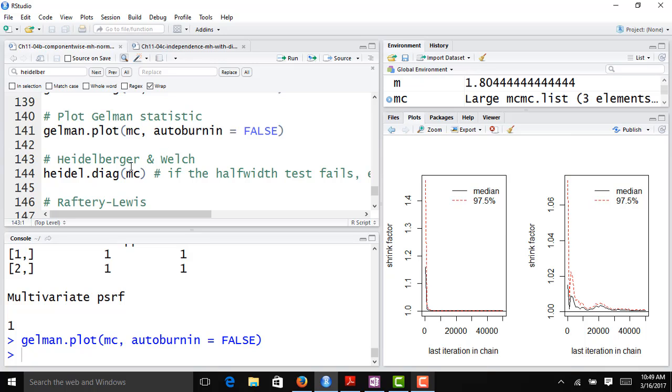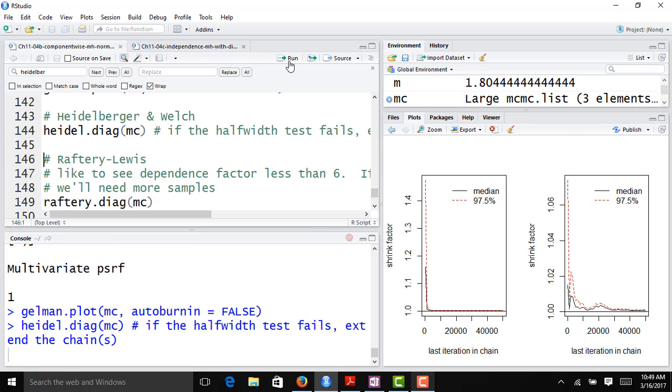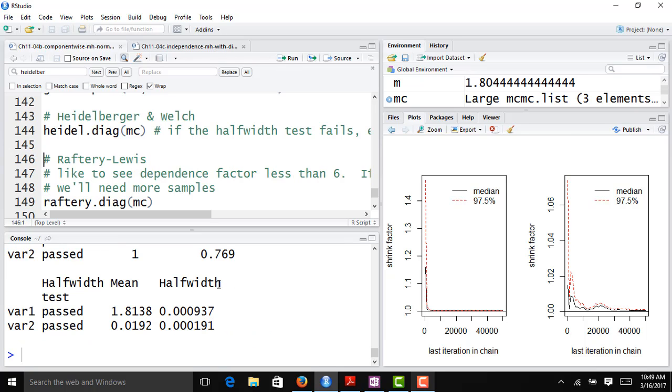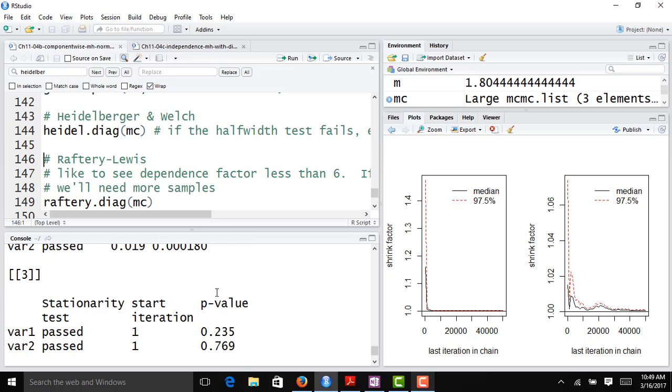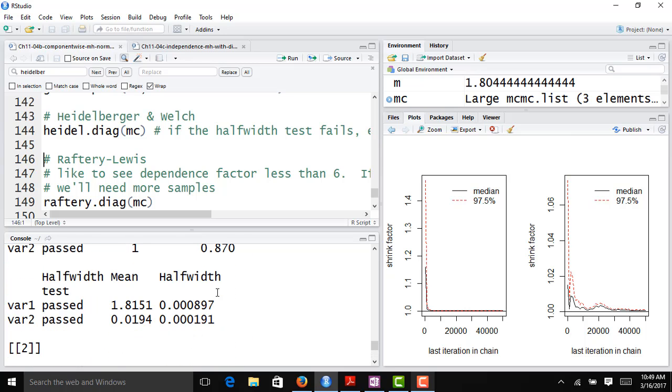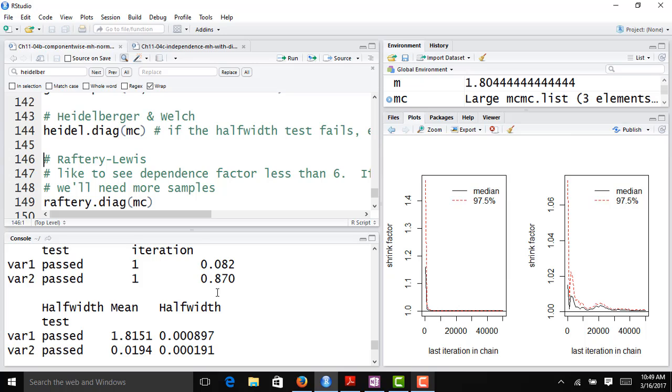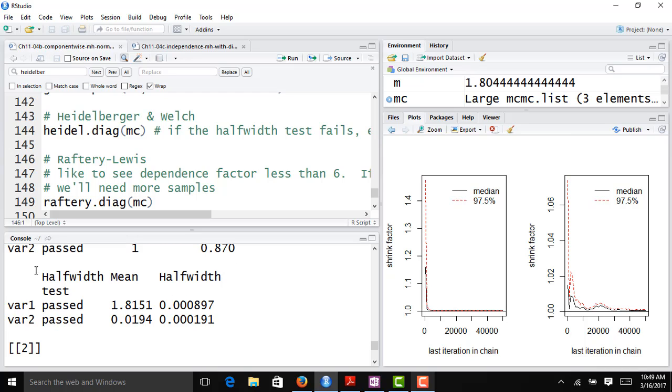For the Heidelberger and Welch diagnostic, we're going to look at whether we converge to the stationary distribution and whether we can estimate the posterior mean with the desired level of accuracy. So we have both tests for each chain, and we passed the stationarity test for both parameters in each chain. We also passed the half-width test, and so we have converged to our stationary distribution, and it appears that our posterior mean can be estimated with a pretty high level of precision.